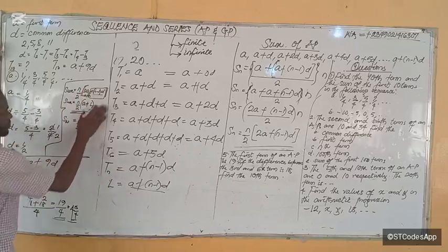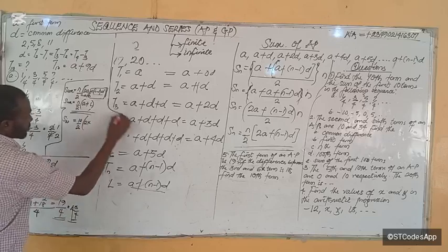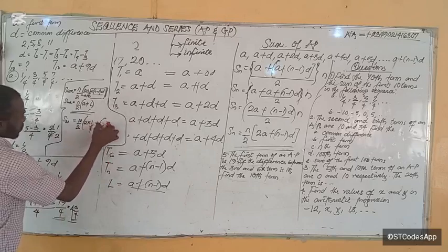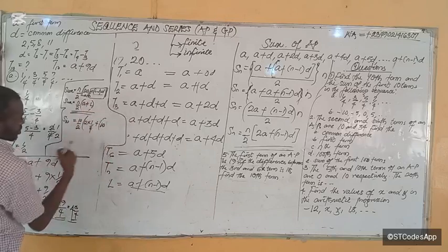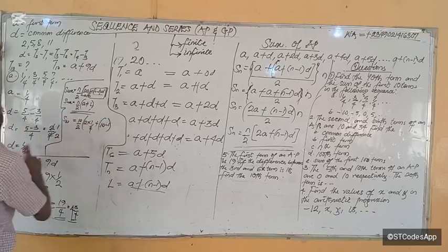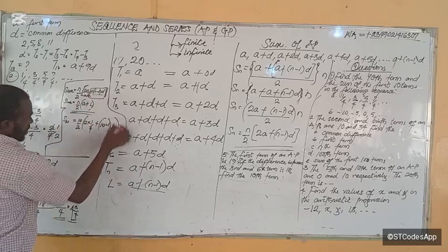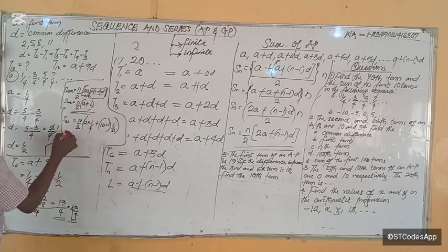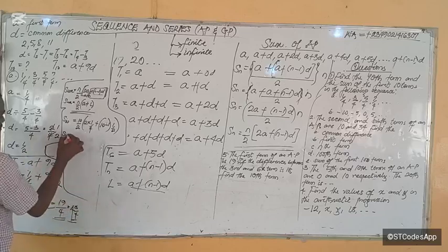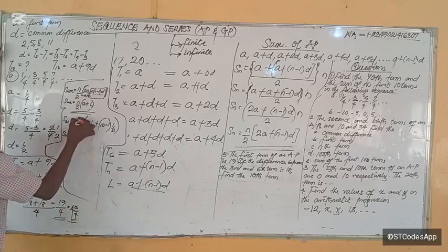1 over 4. So 2 times 1 over 4, then plus n, which is 10. Just follow me, you'll get it. Minus 1 times d. What is d? 1 over 2. Is that clear? So that is that. So S10 will become here 1, here 5.